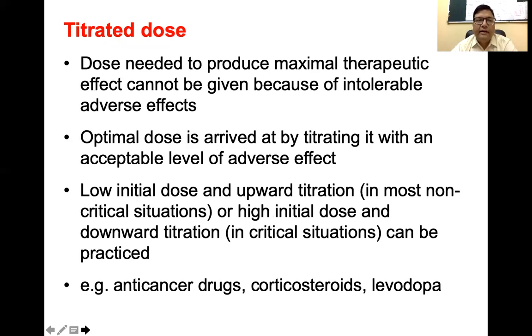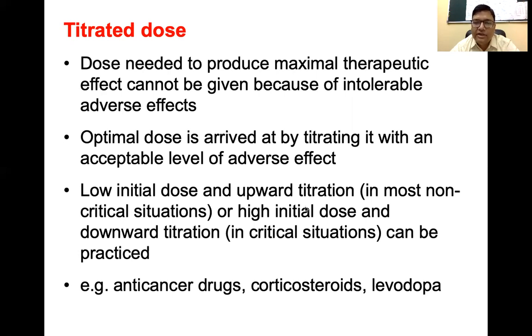Then there are drugs which are given by titrated dose. The dose needed to produce the maximum therapeutic effect cannot be given all together because of intolerable adverse effects. So the optimal dose is arrived at by titrating it with an acceptable level of adverse effect. How do we do this? We give a low initial dose and upward titration is done. Slowly we go on increasing till we get the effect and not more of the adverse effects. This is done in a non-critical situation.